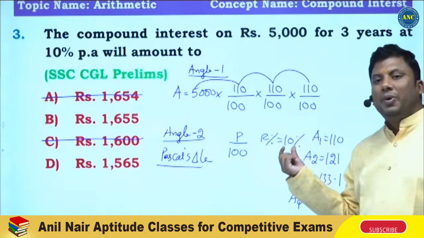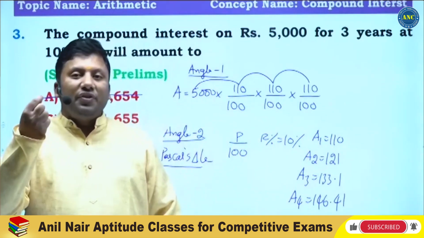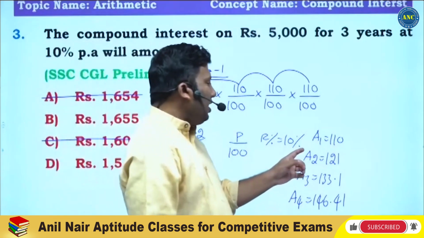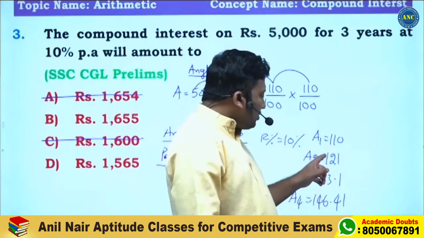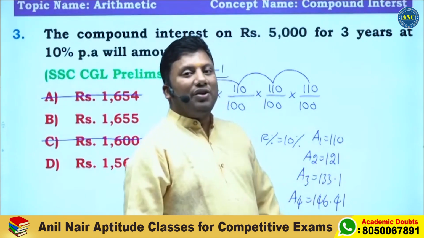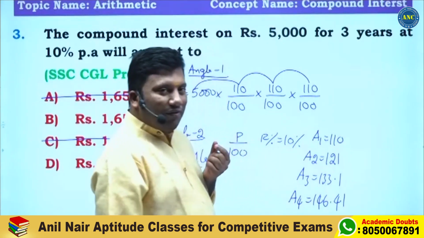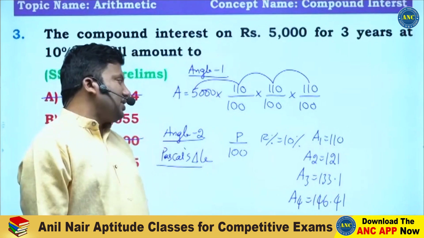How did we determine Pascal's triangle? Pascal's triangle helps us determine the coefficients of A plus B power n. Take A plus B whole square: the A square coefficient is 1, the B square coefficient is 1, and the middle 2AB coefficient is 2. Whenever R is 10 percent, you can also use Pascal's triangle.